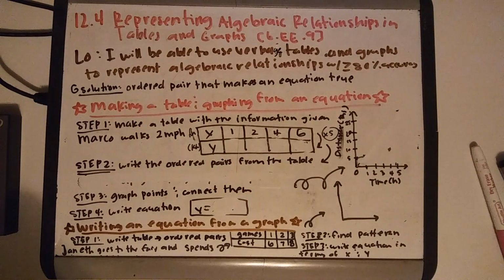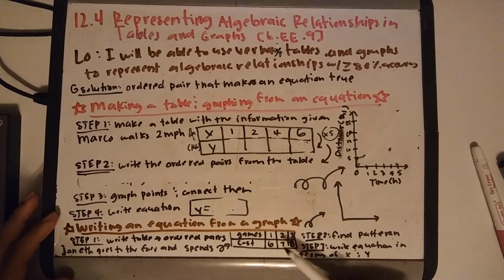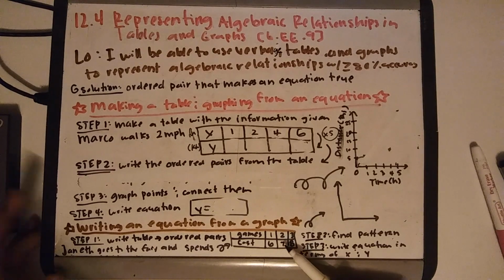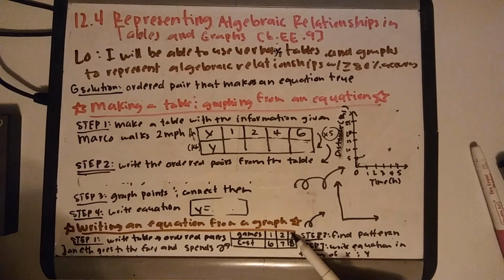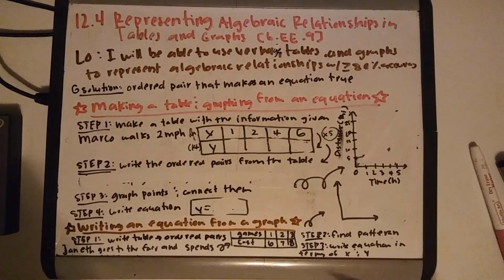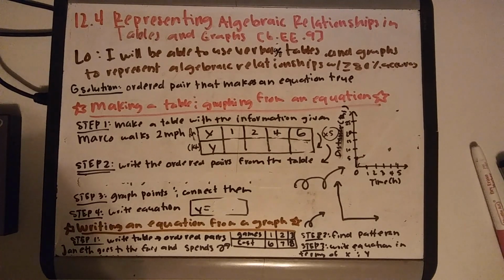Another vocabulary word over here as well. So now we have Jeanette goes to the fair. She spends that amount of money. She goes on 1 game, she spends $6. 2 games, she spends $7 total. And then when she plays 3 different games, she spends $8 total. Games, okay? Because rides are probably more expensive than that.